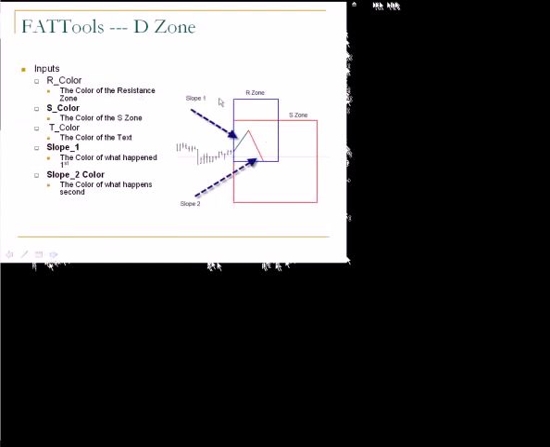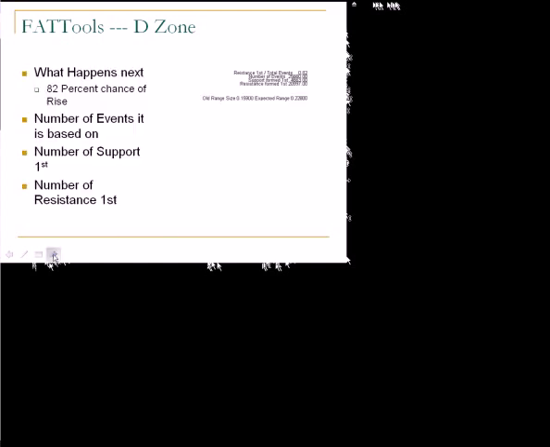So this defines them. The colors, R zone, colors this. S zone colors this. Slope 1, which happens first, colors this, and slope 2 colors this. Okay. What happens next? Well, there's an 82% probability next based on 25,000 data points. So this is the number of events it's based on.